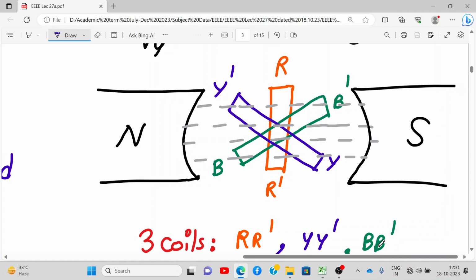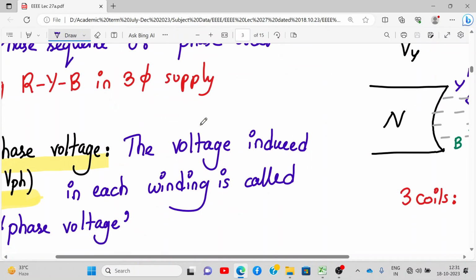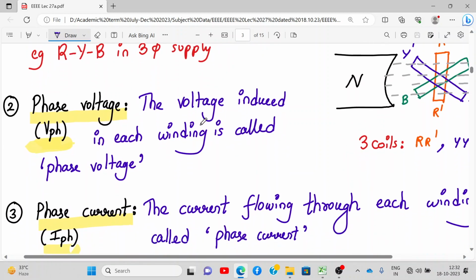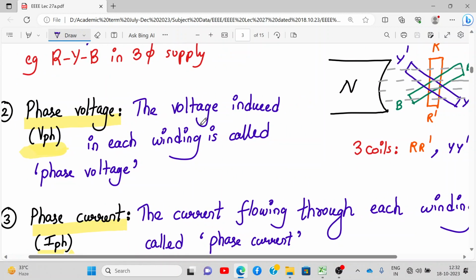Faraday's law. So write down over here. Next one is phase voltage. The voltage induced in each winding is called phase voltage. Write it down. V phase, VPH: the voltage induced in each winding is called phase voltage. So how many phase voltages will you have? Three, for R, Y and B.